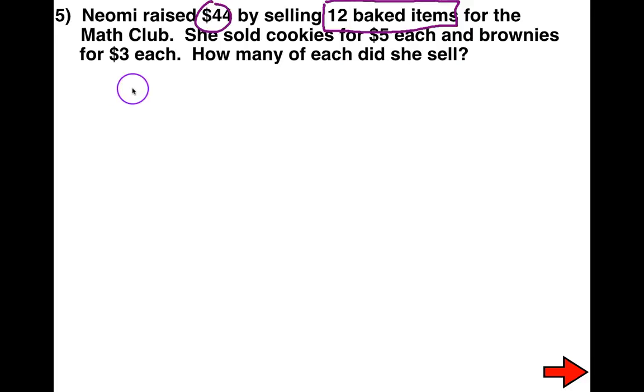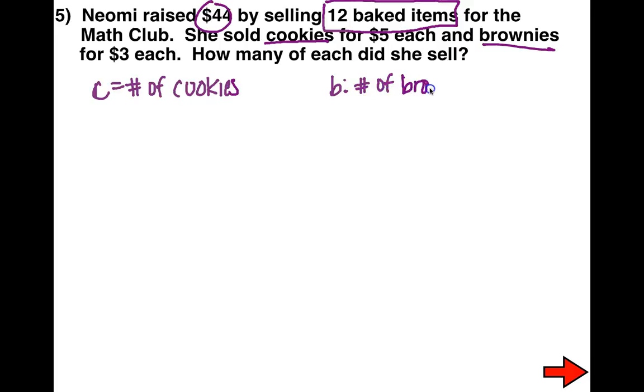Okay, so right now I'm interested in how many cookies did she sell. So let's go ahead and let C represent the number of cookies. And then we're also interested in how many brownies. So let's go ahead and put B is the number of brownies. Okay, so first, I like to figure out how did we get the 12 baked items? Well, it's because we took the number of cookies, which was C, and we added it to the number of brownies, which is B. So that's generally one of the easier equations to come up with.